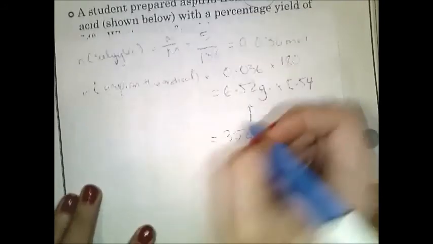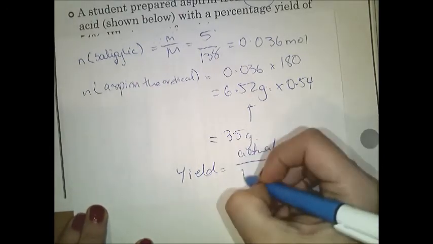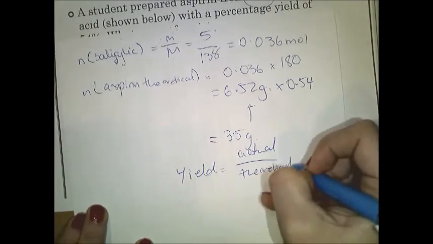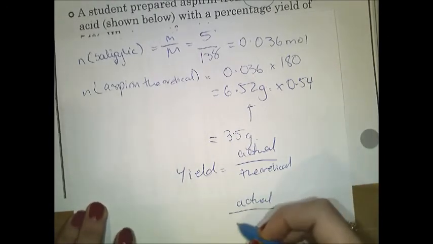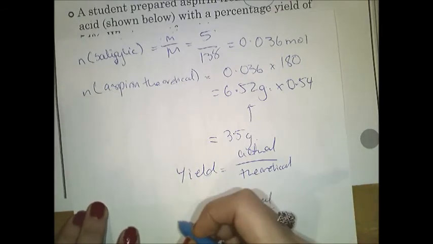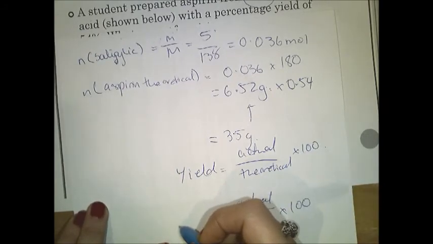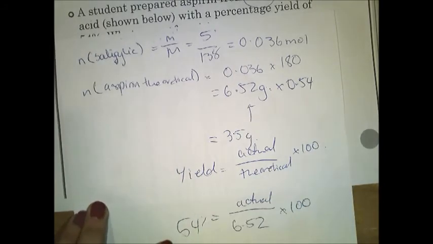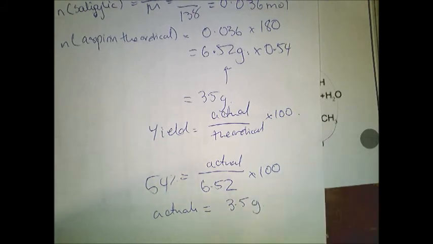Alternatively, yield equals actual over theoretical, times 100. In this case our actual we don't know, and the theoretical we do know, and the yield is 54%. You solve for x and you get exactly the same answer, where the actual equals 3.5 grams. So I hope that helped with your study, and good luck for the SAC on Monday.